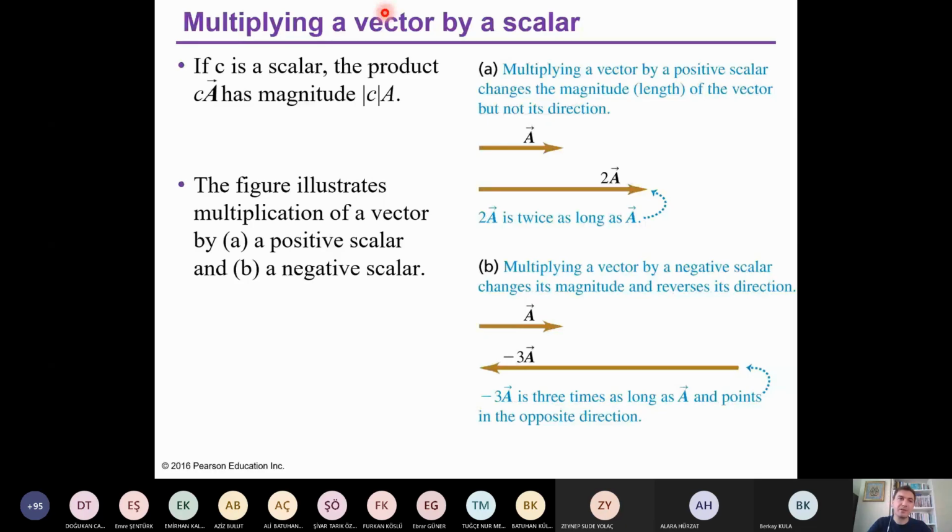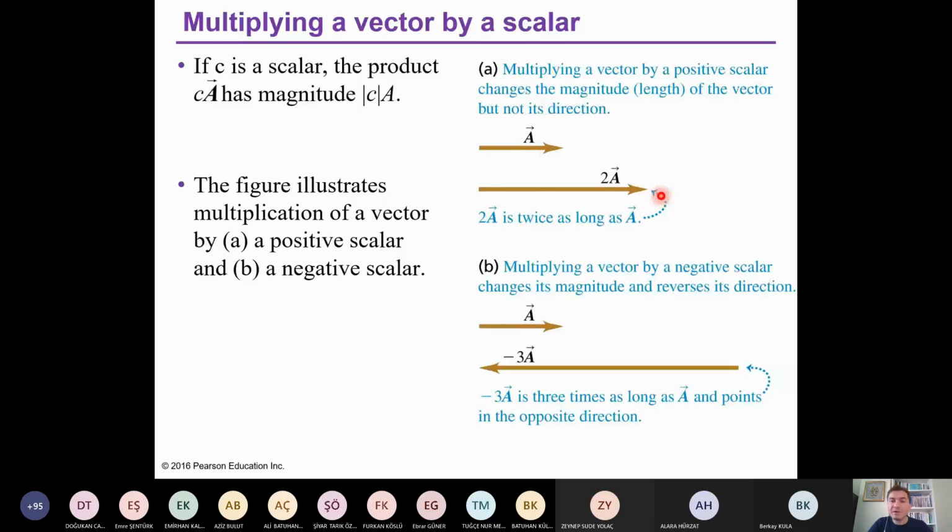Multiplying a vector by a scalar. For example, you have a vector A, and you would like to multiply this vector A with a scalar number, for example, 1 or 2 or 3 or 1.5, okay? The magnitude will be the number times the magnitude of the vector, and the direction will not change if it is a positive number. Here we have vector A, and I multiply it with 2, then the magnitude is twice as long as A, but the direction is the same.